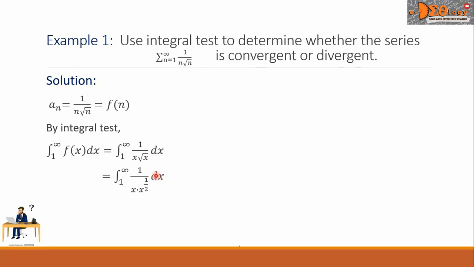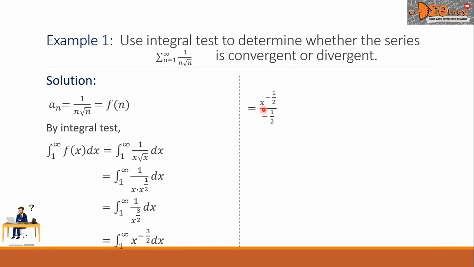Now let us simplify the radical by showing this to be a fractional exponent. So the square root becomes 1/2. So x times x raised to 1/2 will be x raised to 3/2. Then we can show this fraction as x raised to negative 3 over 2. Now let us evaluate the integral.